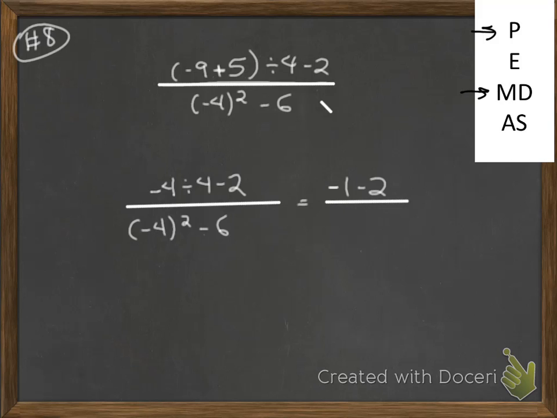Okay. At this point, if you wanted to start messing with the denominator, that would be fine. Negative 4 quantity squared is the same as negative 4 times negative 4. Negative 4 times negative 4 is positive 16. So we have 16 minus 6 downstairs. So negative 1 minus 2 is negative 3. 16 minus 6 is 10. So our final answer is negative 3 over 10.